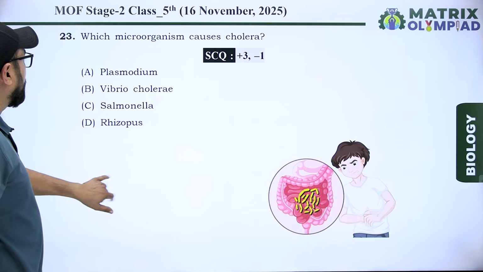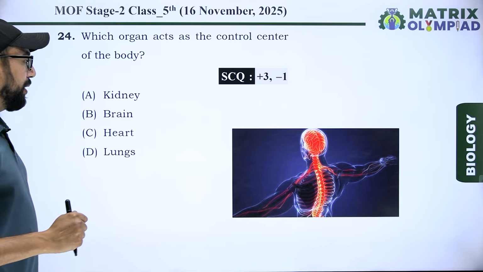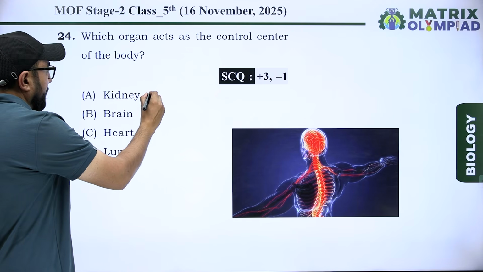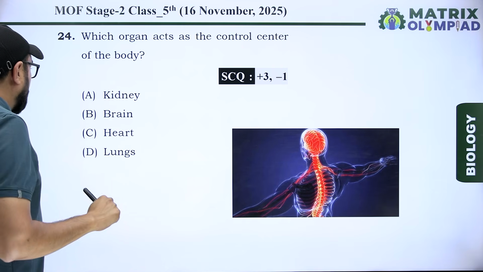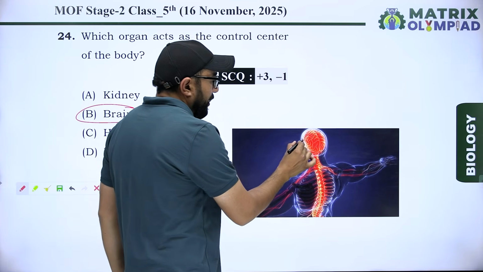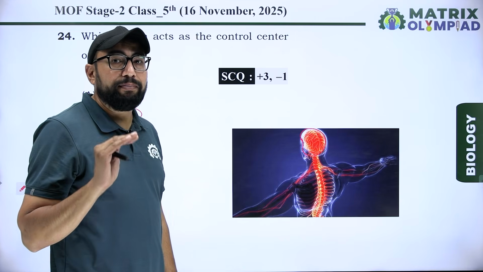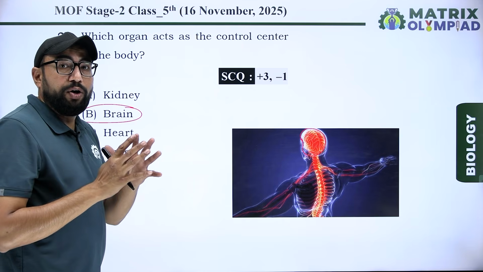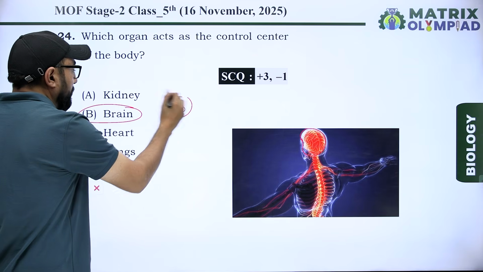Next question. Which organ acts as the control center of the body? Control center of all the body parts. Option A, kidney. No. Option B, brain. Yes, brain. Brain is the control center because brain is divided into three different regions: forebrain, midbrain, hindbrain, and all the three parts regulate all the functions of the body. So right answer is option B.